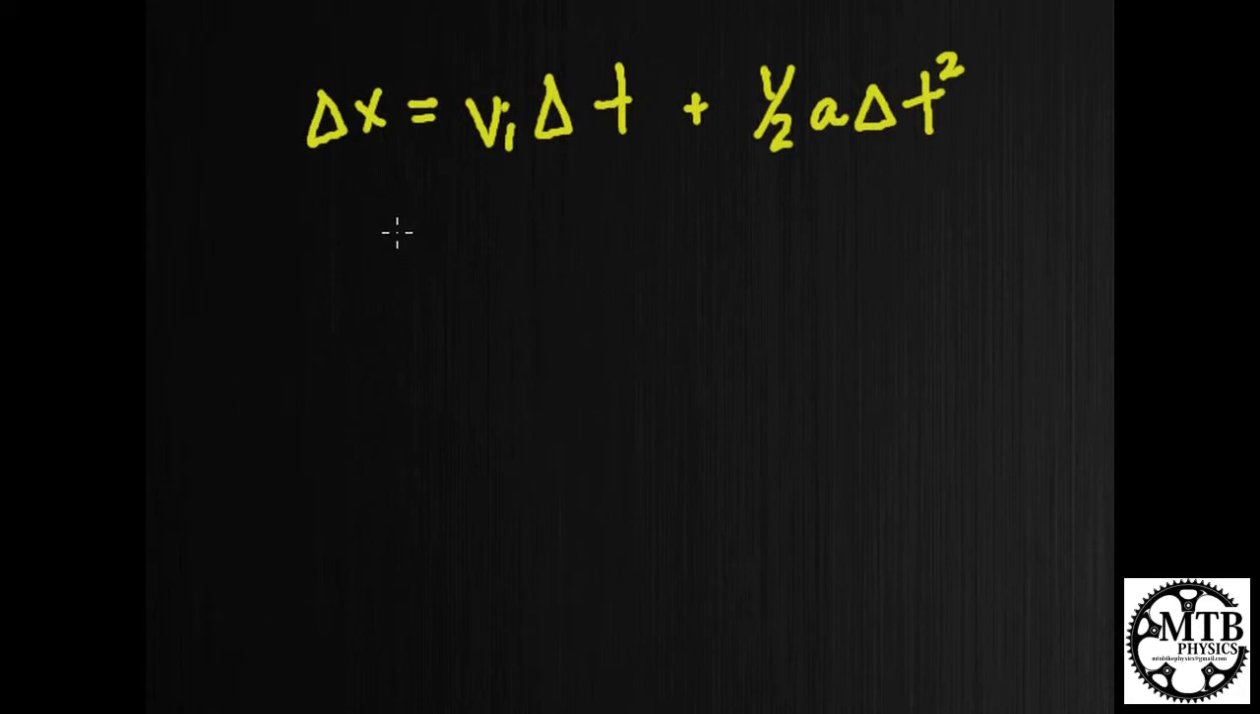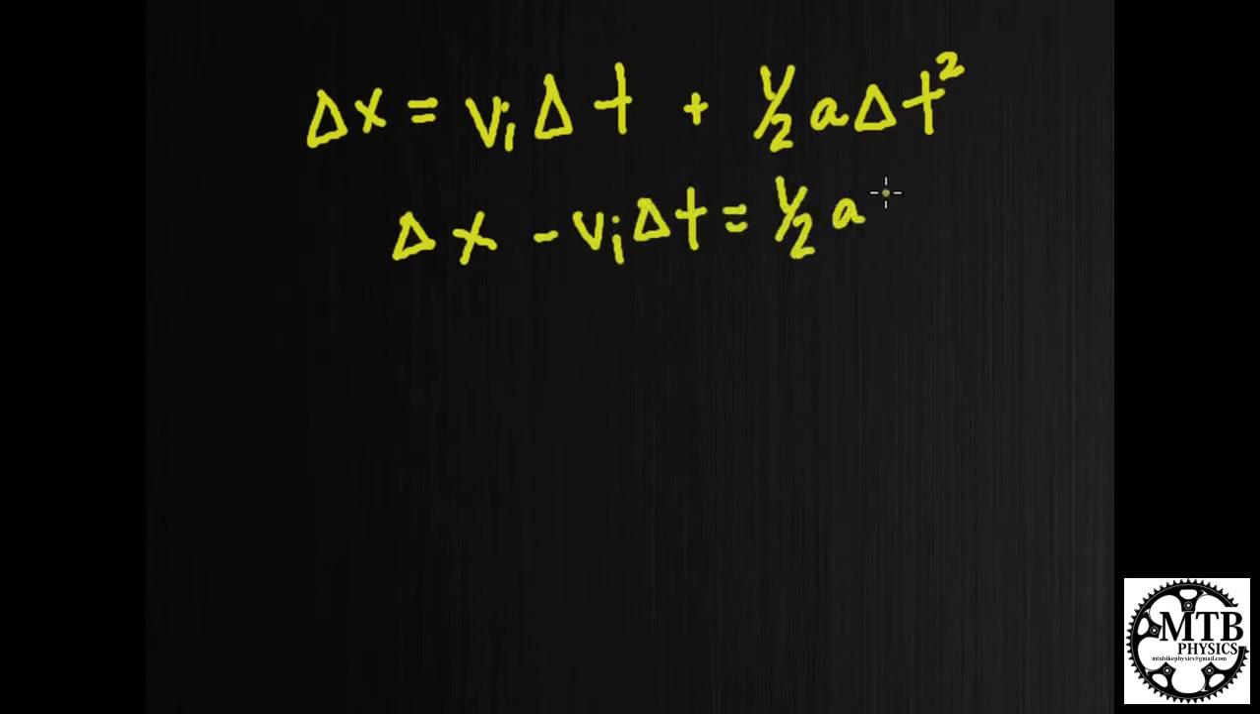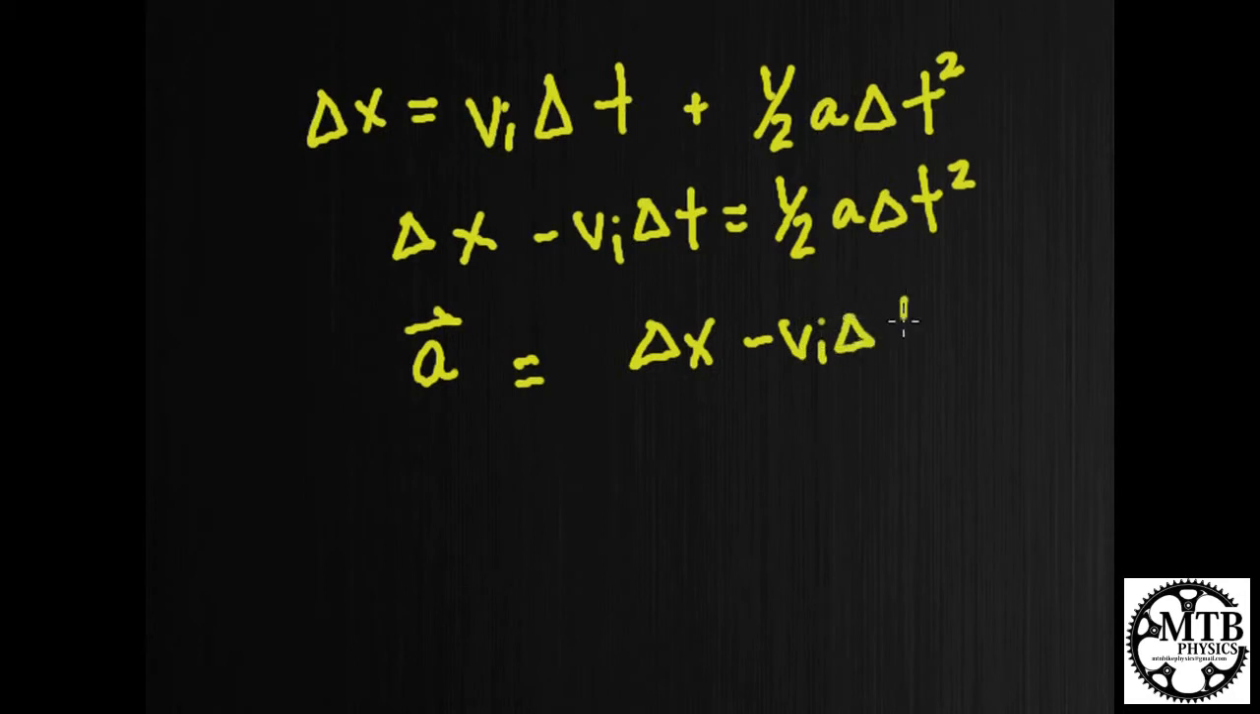All right, so we are going to subtract initial velocity times delta t from both sides to get this equation. And then we're going to divide through by 1/2 delta t squared to find acceleration. So acceleration set up to look like this. Delta x minus initial velocity times delta t, divided by 0.5, or 1/2, times delta t squared.